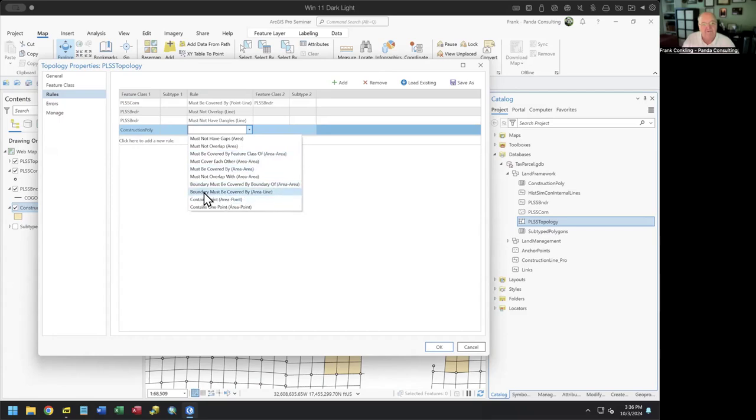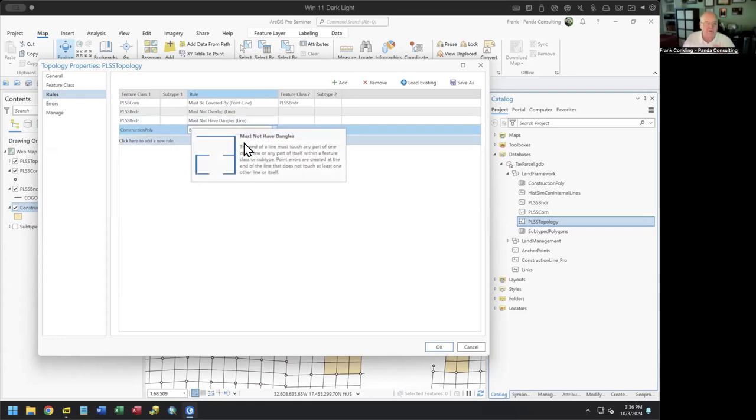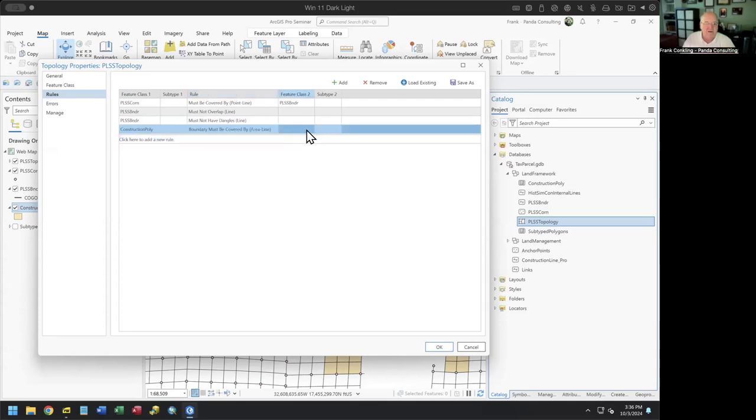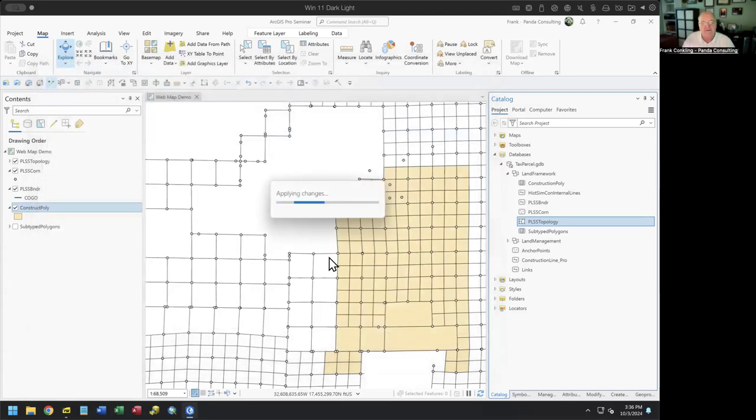Here's the one. Boundary must be covered by lines, the area of a polygon must be covered by a line. In this case, we have to do more than just identify that one because it's going between layers. We actually have to identify what is the line layer that works with it. So we can go ahead and click OK. It's going to apply that.